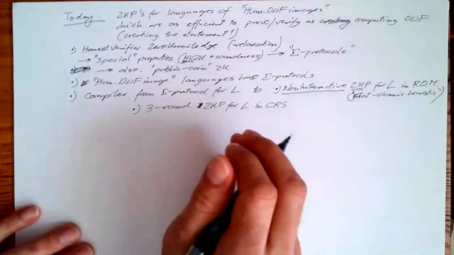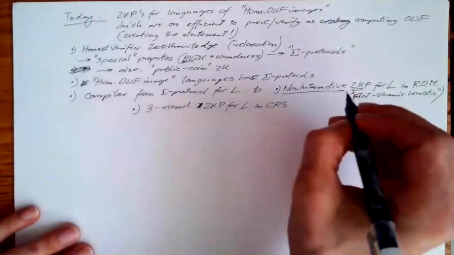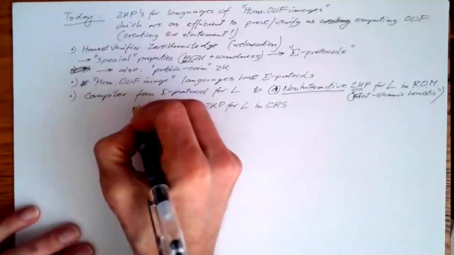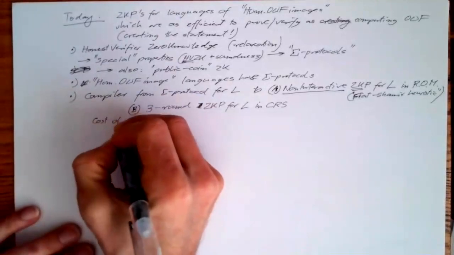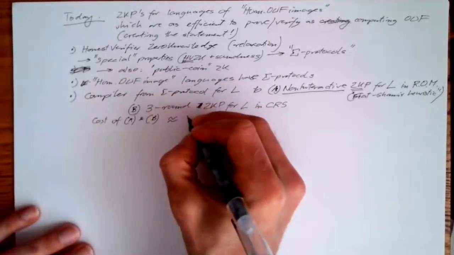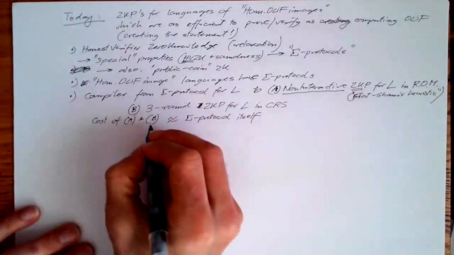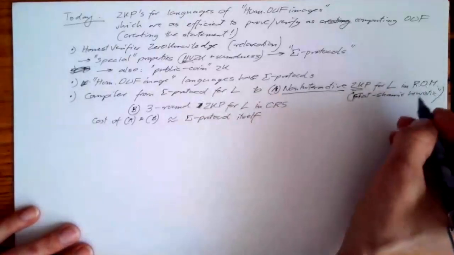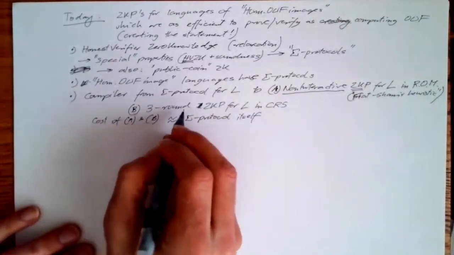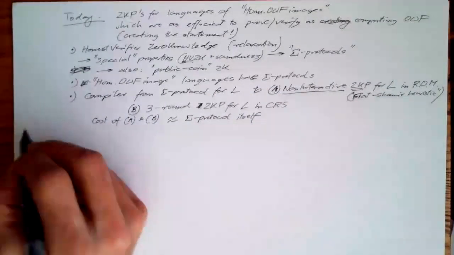And of course, what you would like is to have, and the point is that the cost of both of these, the cost of A and B, are essentially the cost of the sigma protocol itself. This will be completely true here because all you add is a bunch of hashes. Here you do need to add some public key stuff, but not much.